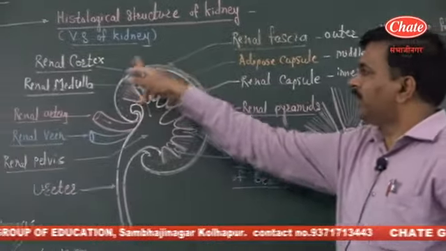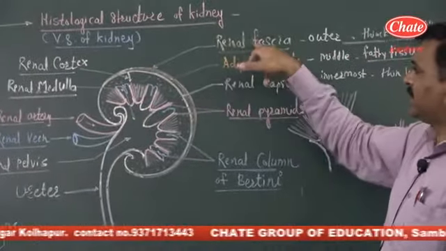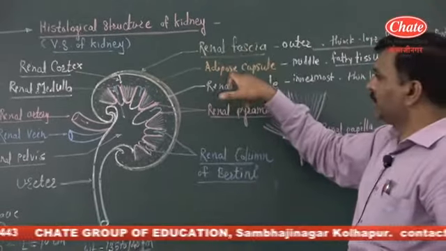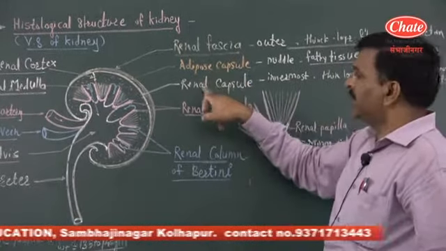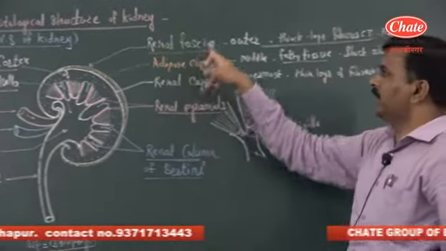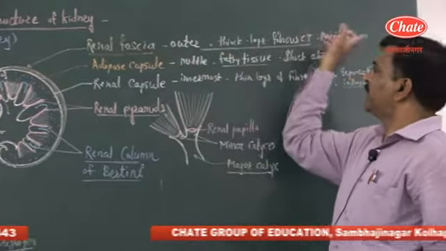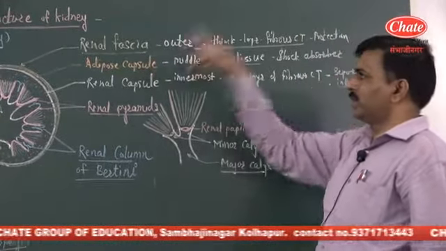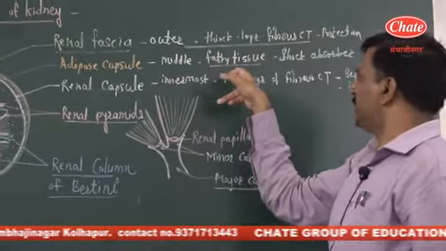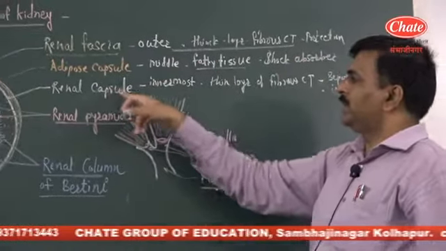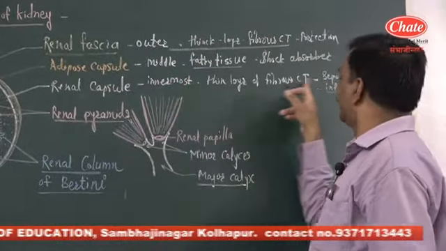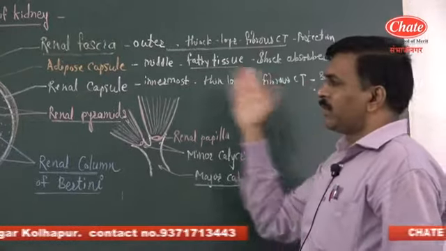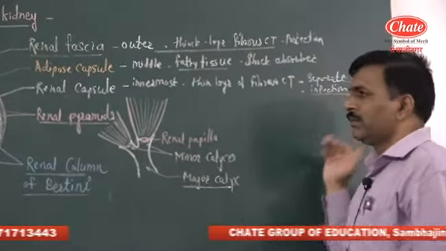So the covering of the kidney has three layers: renal fascia, the outer covering, the middle adipose capsule, and the inner renal capsule. Renal fascia is made up of fibrous connective tissue and performs the function of protection. Adipose capsule is made up of fatty tissue, a shock absorber, and renal capsule is the innermost thin layer of fibrous connective tissue, separating it from the ureter, and it prevents infection in the kidneys.